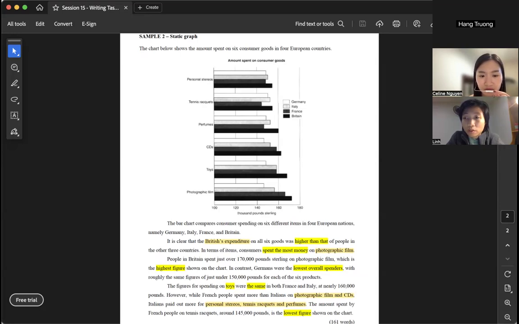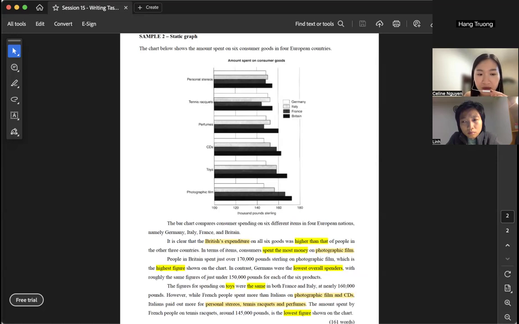What about the last one? What do you think? In the last one, they compare the expenditure trends of the French and Italian in terms of photographic film, and how it performs against the rest of the consumer goods in the two countries.